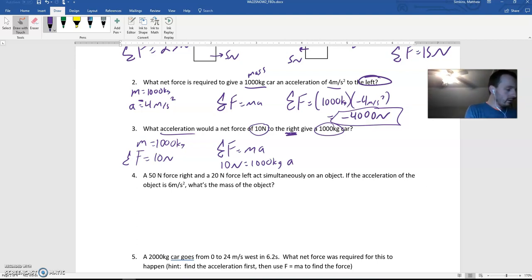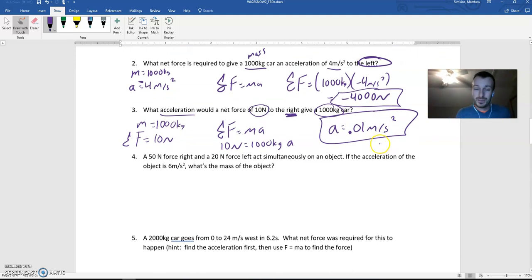All right, 10 over 1,000. Yeah, that's what I thought. But I mean, like, again, guys, it's early. Give me a break. Okay, so 0.01, I don't even think the sun's up yet, meters per second squared. So, boom. That's a very small acceleration because, duh, guys, you're pushing a giant car with 10 newtons of force. It's not that much force, and it is a big car.